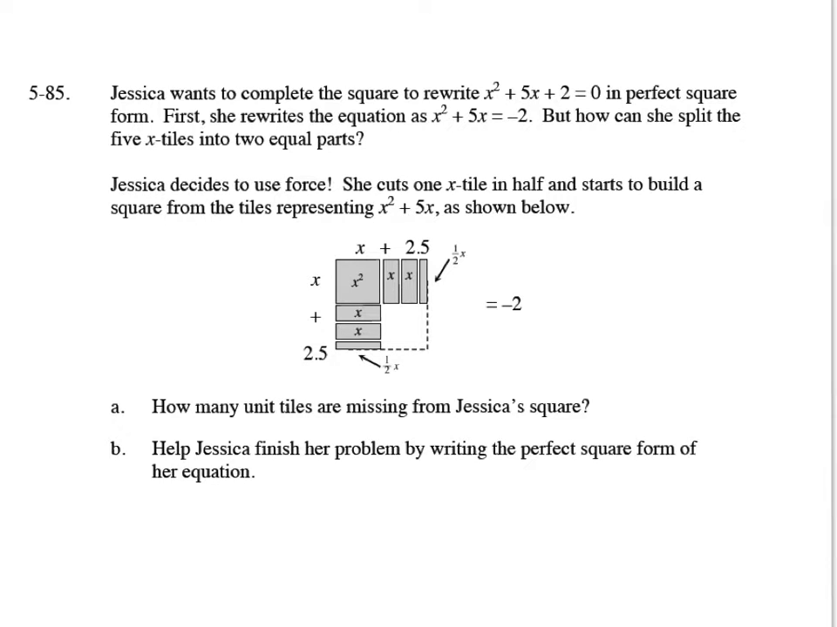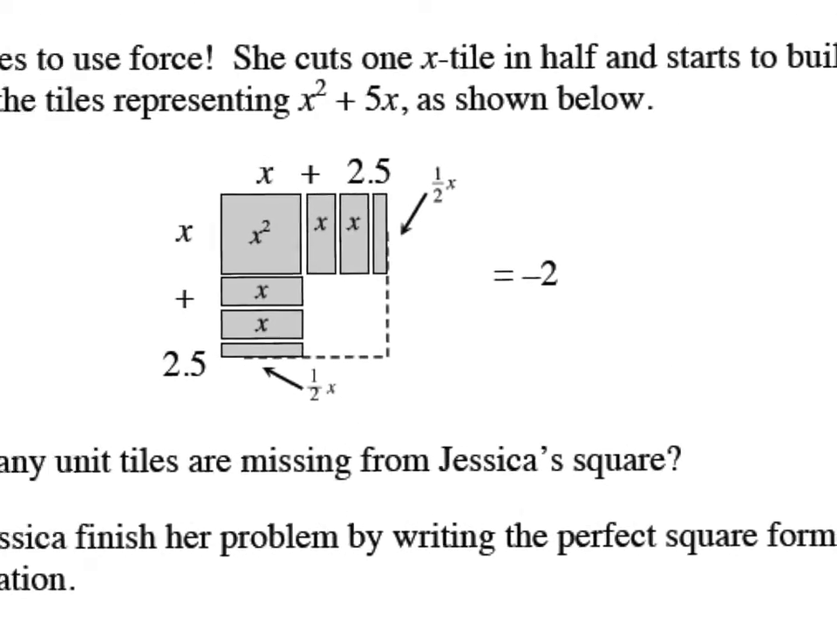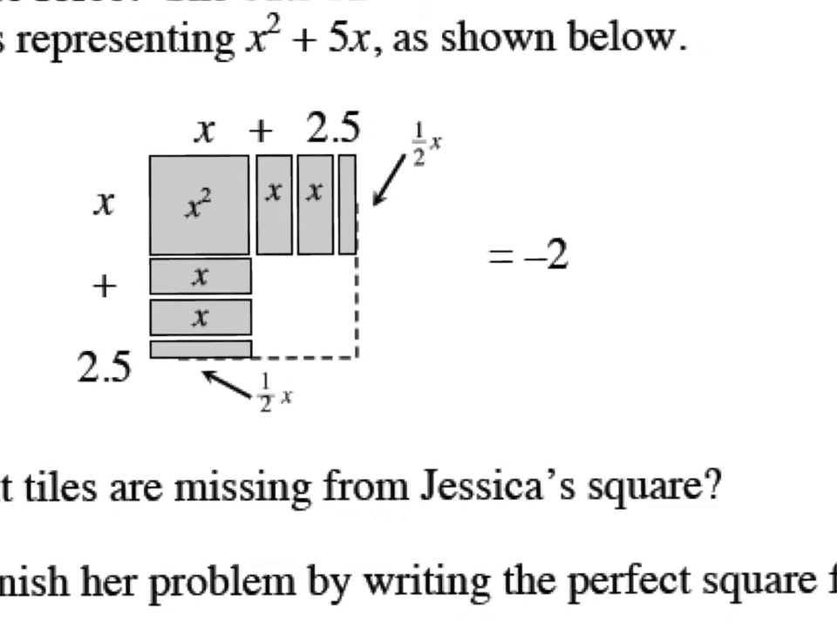Well, she got out her saw. She's going to use force. She cuts one x tile in half and starts to build a square from the tiles representing x squared plus 5x. So what she's doing is she had 5 tiles originally, so there's 1, 2, 3, 4, and that 5th one she had to split up because in order to make a perfect square we have to have the same number of tiles to the left of the x squared and to the bottom. Notice they just put their x squared on top here, so normally I do it on top of the x squared, but it doesn't matter.